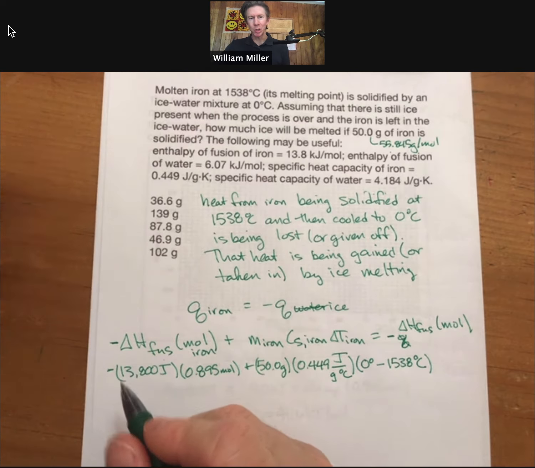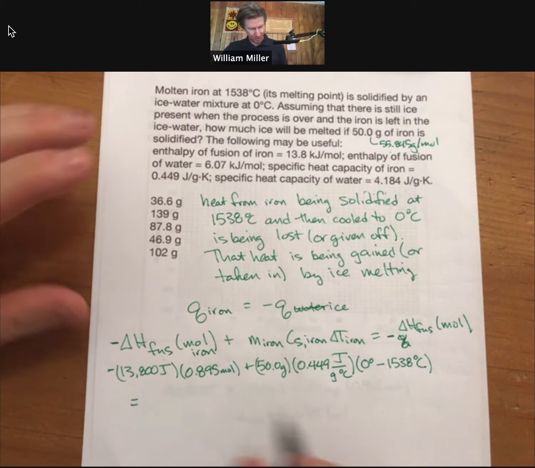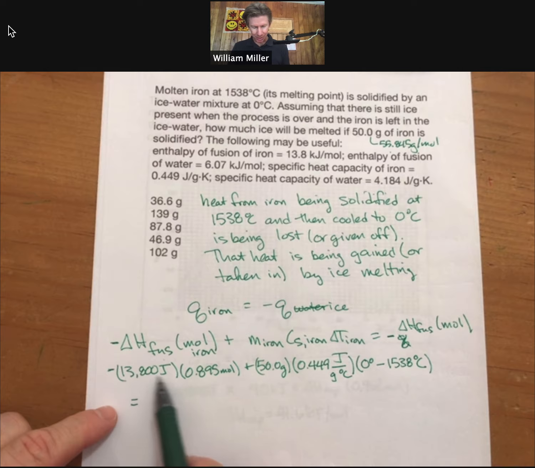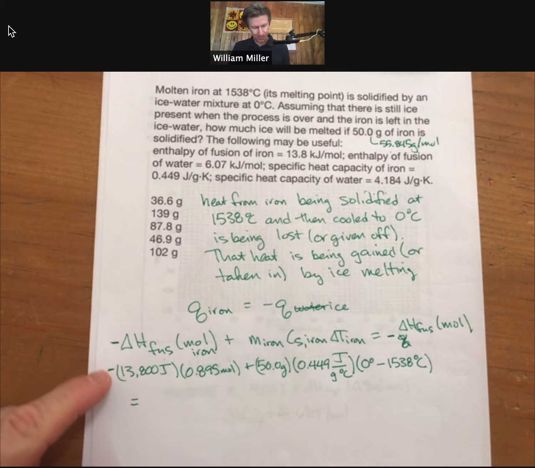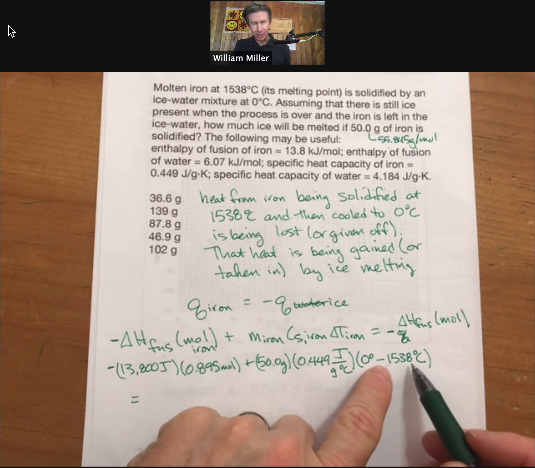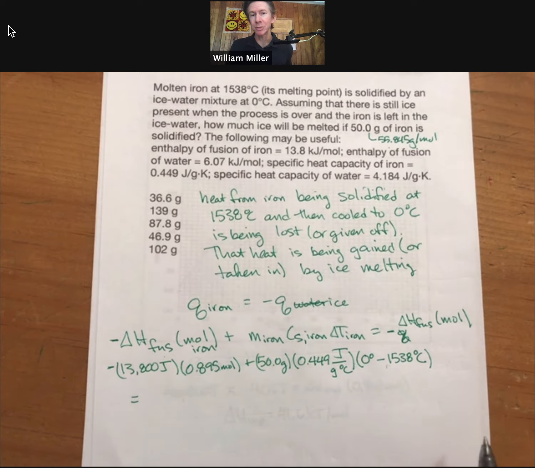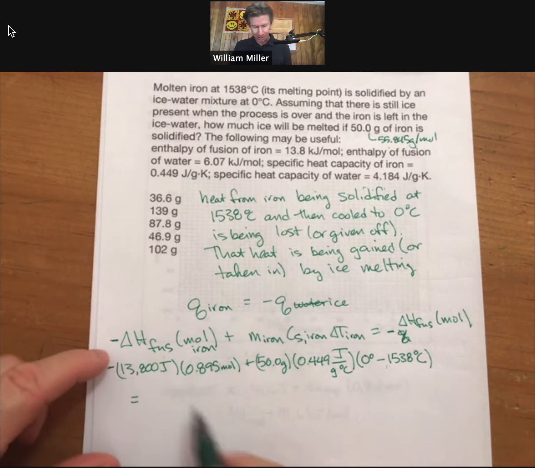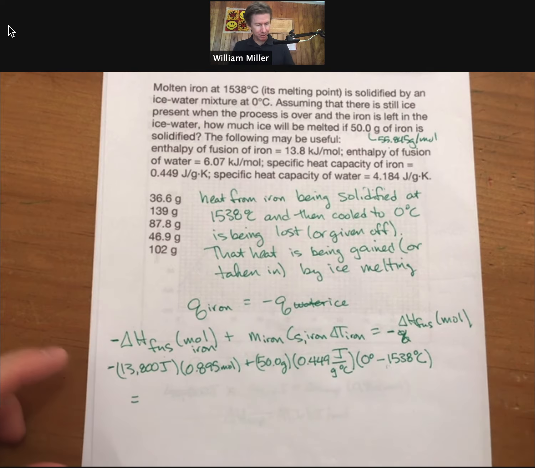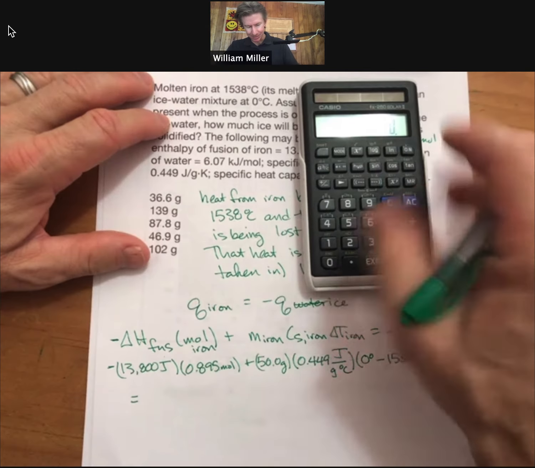And since it took up the whole page, why don't I calculate it first? I do note that this part is negative with the negative sign there, and this part is going to be negative with the negative sign there. That's good, because both of these terms should have the same sign. The iron is giving off heat energy in both of these processes.